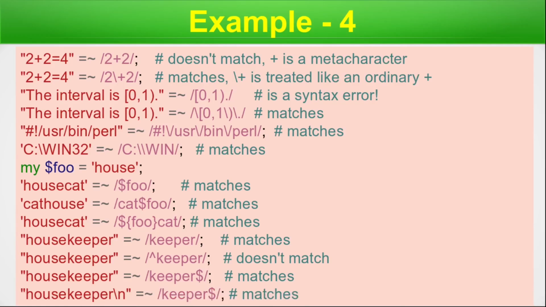Now housekeeper, then backslash n, and we write keeper then dollar, and it matches. Now why? Because \n is a special character, so it is not taken into consideration. So we are done with this set of examples. Let's move on to the next slide.